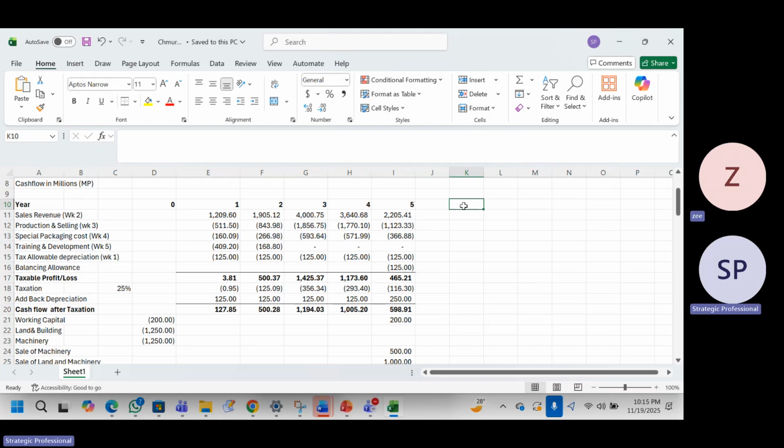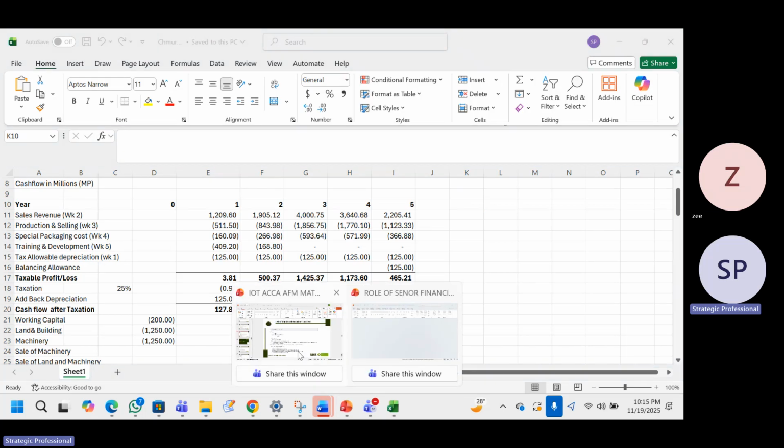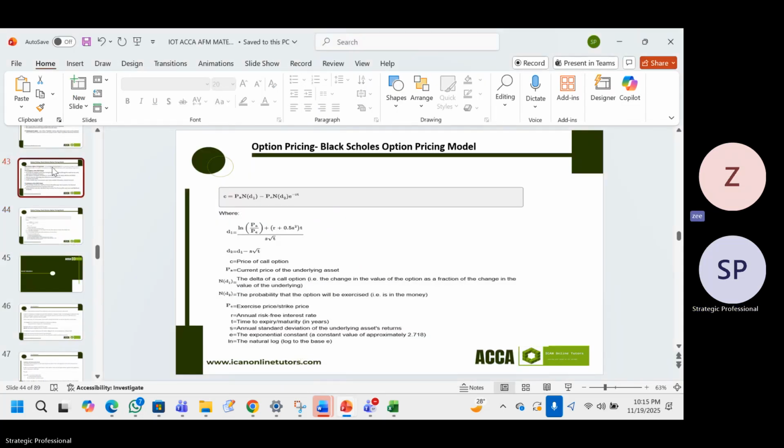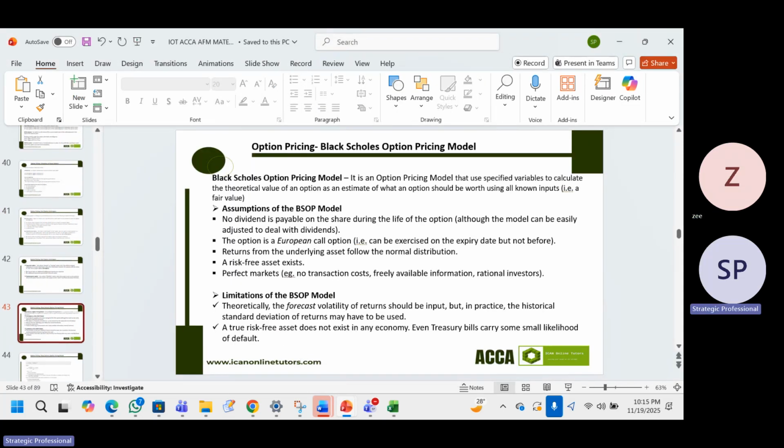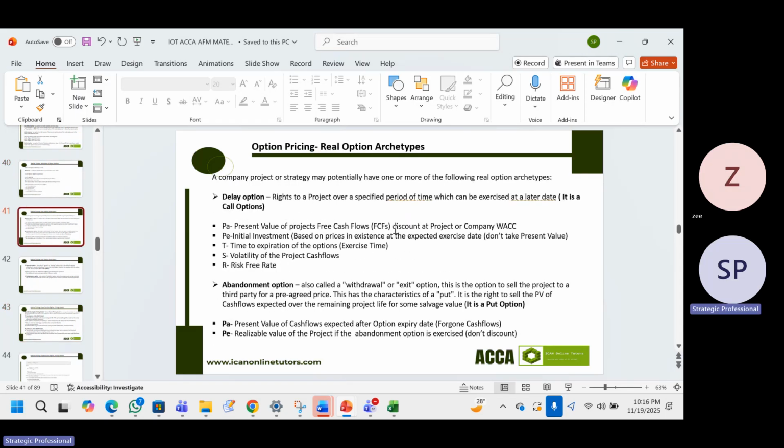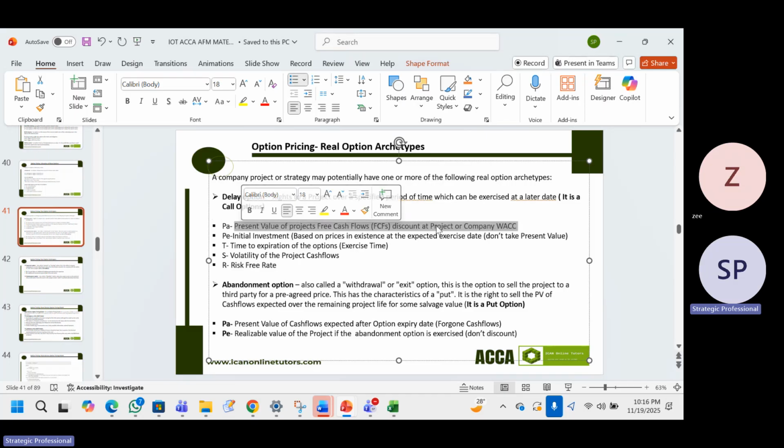Do you understand? Let's go back to that slide. Look at the slide. The slide says delay: present value of project free cash flow discounted at the project or company WACC. So you are using all the present value of the project cash flow, because you are delaying it. The project is the cash flow of the project up to the delay point. Do you understand? Yes, all present value.